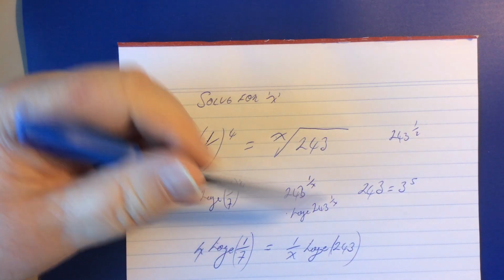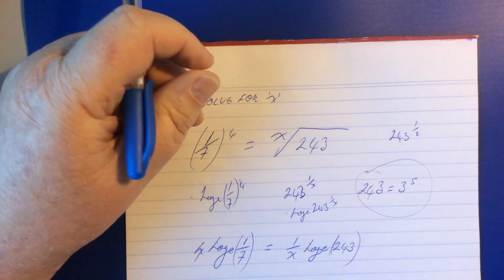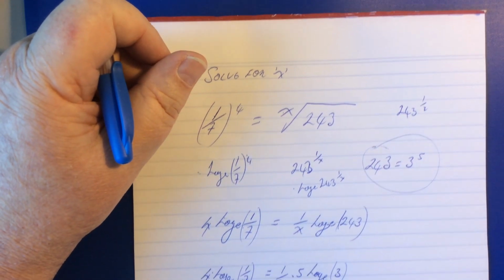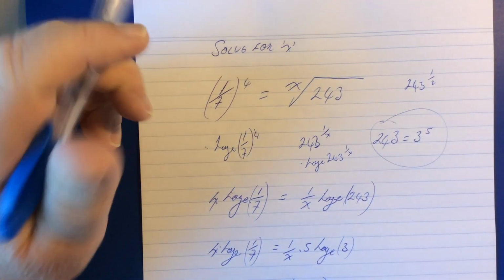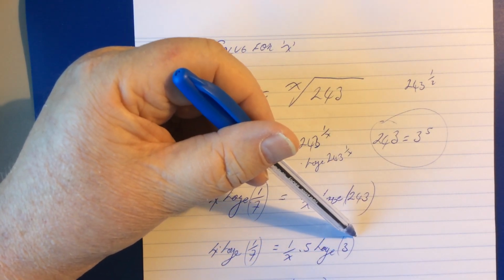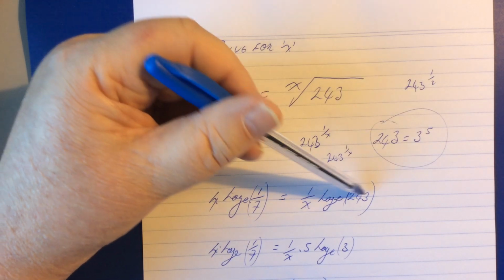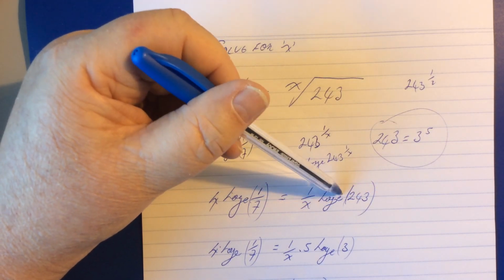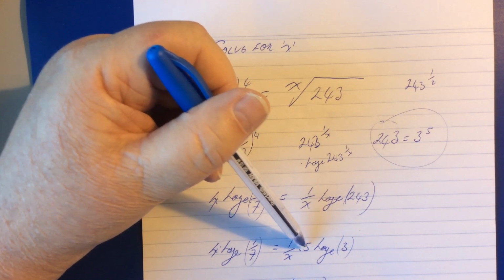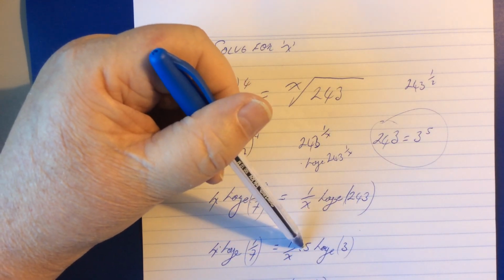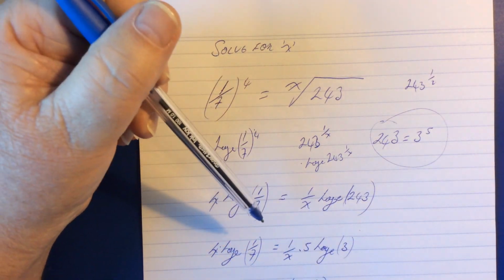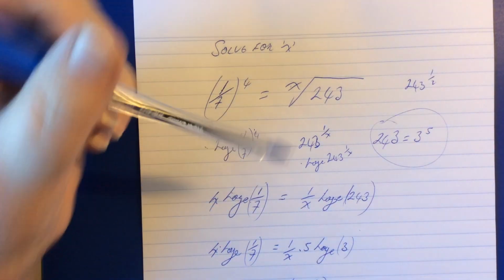Right. Now, we know that 243 is 3 to the power of 5. So what I'm going to do is employ the same tactic on the right-hand side of this. What I've done is I've basically rewritten this as log e of 3 to the power of 5. I've moved the 5 down here. So it is now 1 over x times 5 log e 3. Okay. Now, time for some algebra.